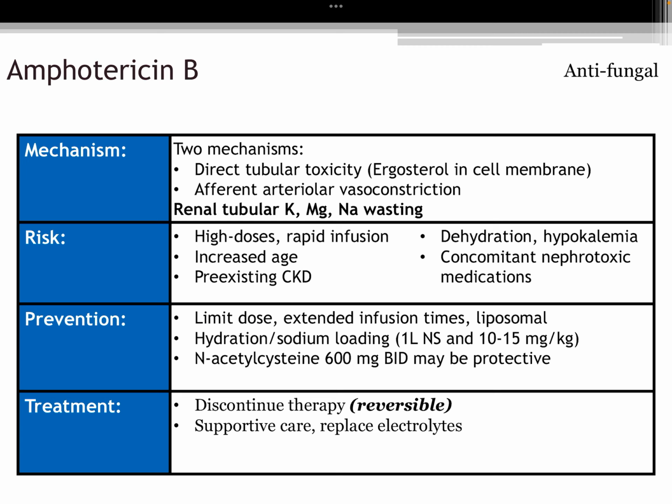Amphotericin B has gotten the nickname amphoterrible due to its high toxicity, and it's rarely used, but it is used for severe fungal infections. So you'll see here that there are two mechanisms of its injury: direct tubular toxicity via ergosterol, which makes sense because cell walls of fungi are very similar to cell walls of our bodies, and that makes sense why you would have a high rate of toxicity there. And then you can also see afferent arteriolar vasoconstriction. You'll see potassium, magnesium, and sodium wasting.